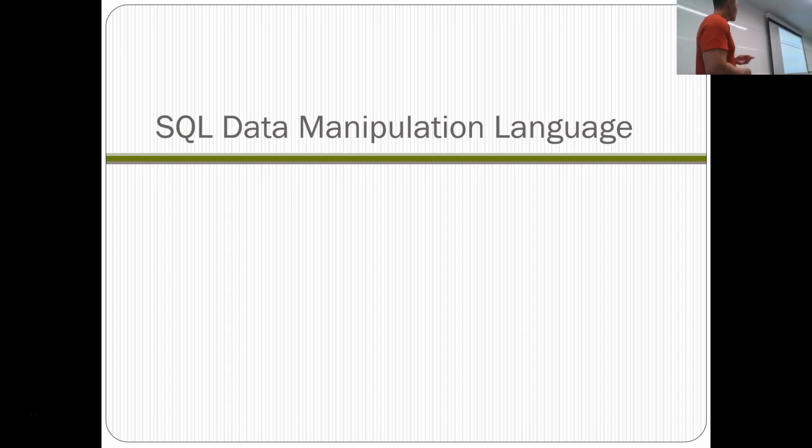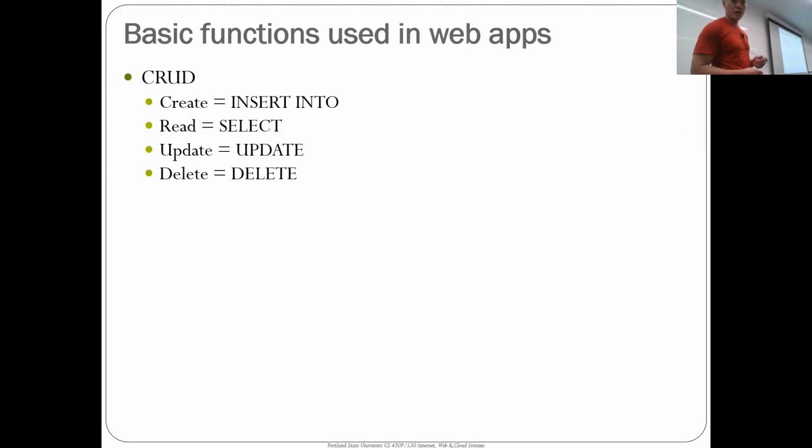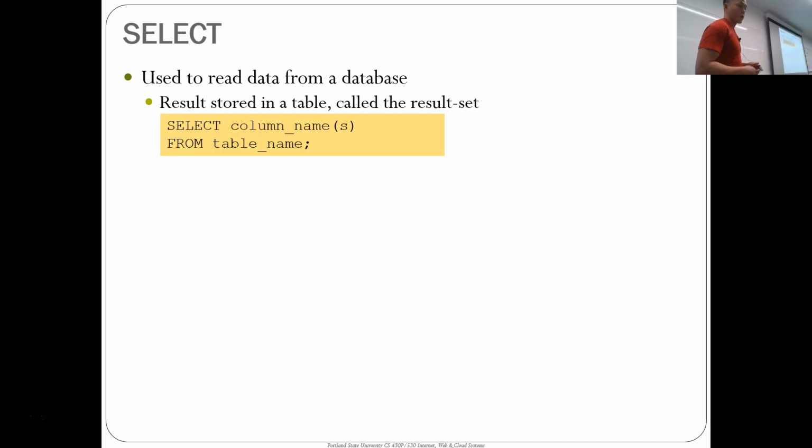The second thing that you'll need is the data manipulation language. And typically in a web app, there's this acronym called CRUD. This means that your database backend needs to be able to create entries, read entries, update entries, and delete entries. So for SQL, the DML commands for doing CRUD are insert into, select, update, and delete. These are the things that you would use for your web app, especially for creating and reading for your site.